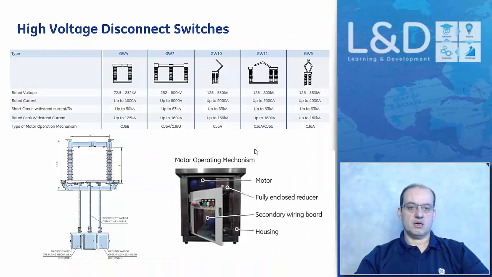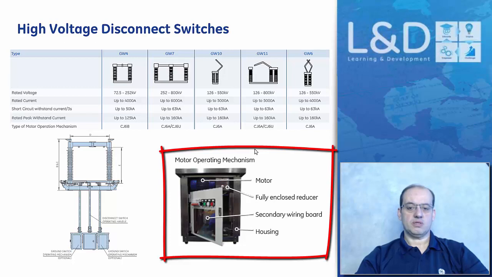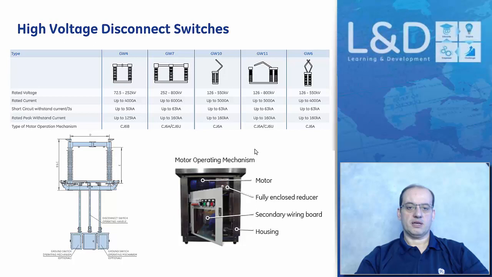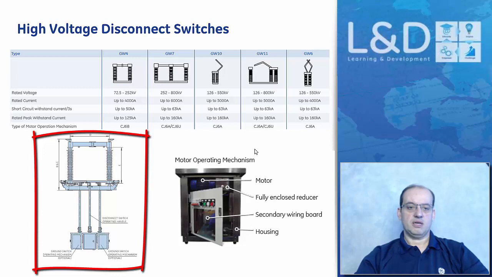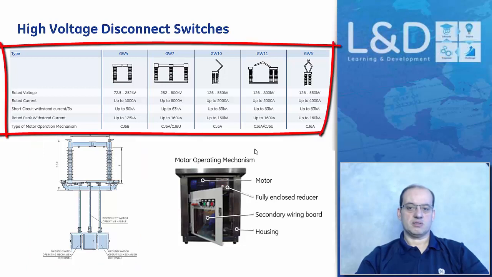So just to give a couple of special features of high voltage disconnect switches. In this case, you can see the motor operating mechanism. You've got the motor, the fully enclosed reducer, the secondary wiring board, and the housing. And as you can see, you can have different types of it. So there is the vertical setup, and there are different types that it can come in. Also, each one has different criteria when it comes to rated voltage, rated current, short circuit withstand current, rated peak withstand current, and type of motor for the operation mechanism.